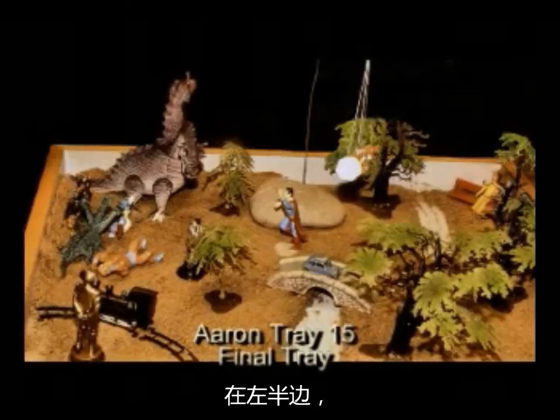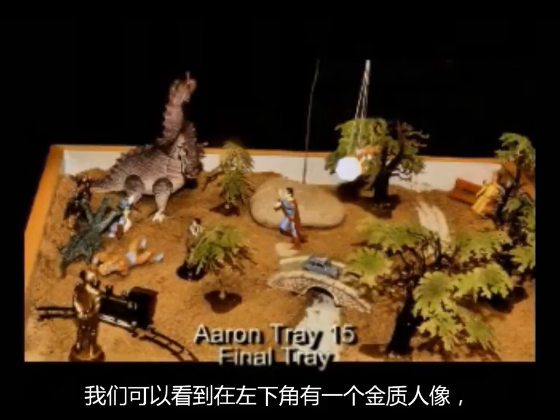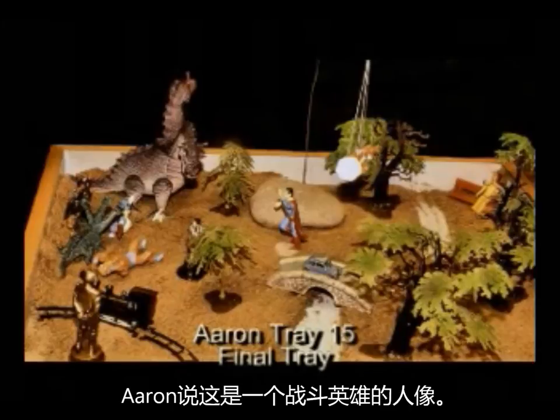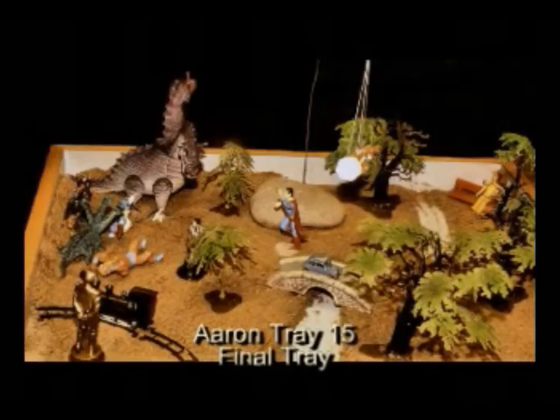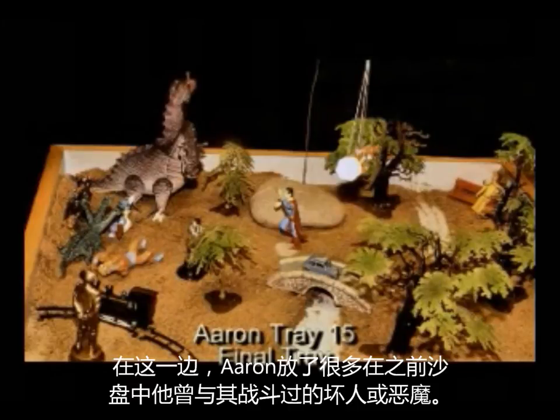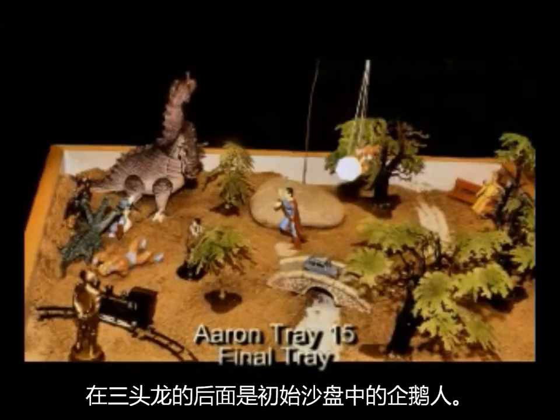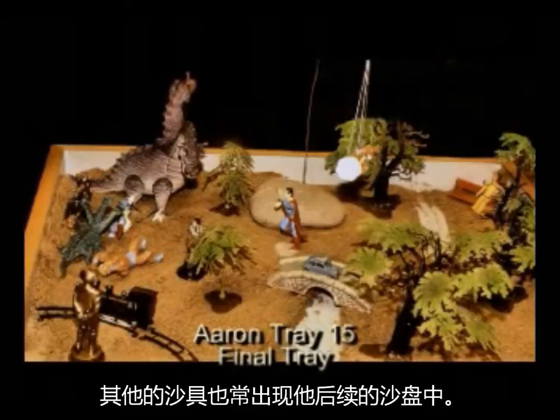On the left side, we see a statue in the front left, a gold statue. Aaron said, this is the statue of a guy who fought. What Aaron's done here is return many of the bad guys or adversaries that he fought in his previous trays. If we take a look behind the three-headed dragon, we'll see the penguin that we met in Tray 1. The other figures came along in his other trays.